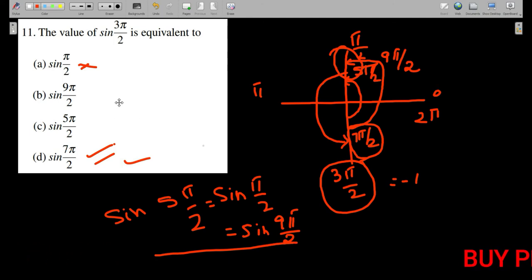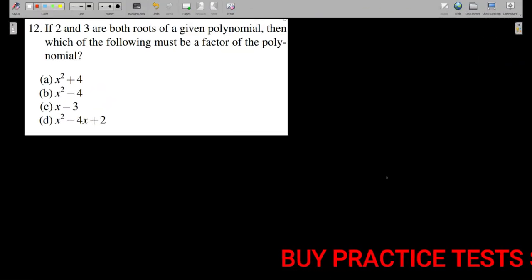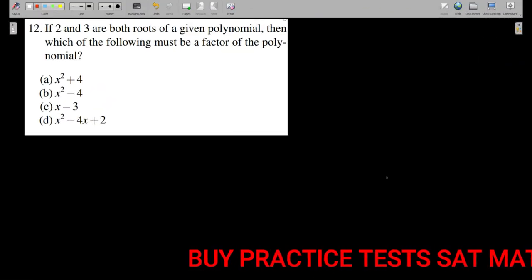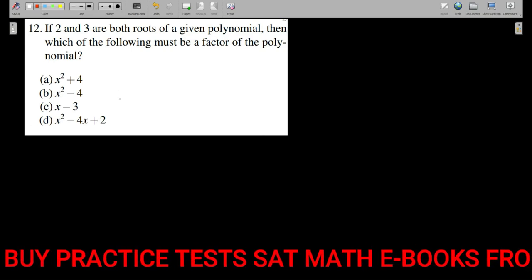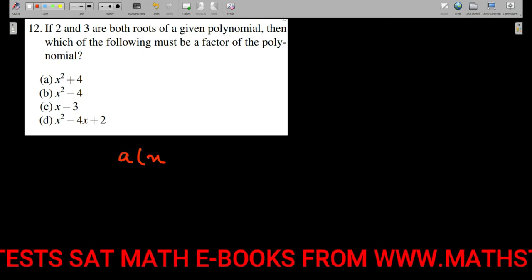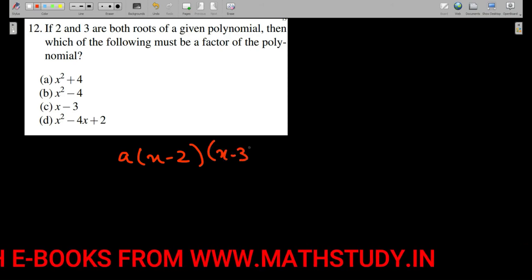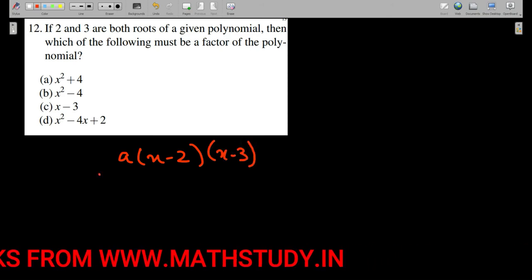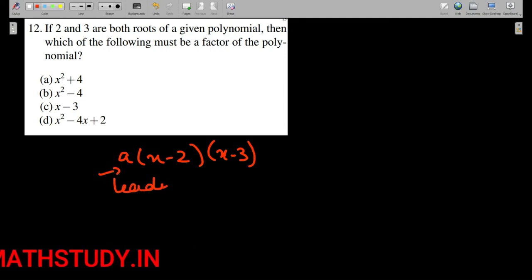So now let's move forward towards our question number 12. So students, this is our question number 12 here. Here we have: if 2 and 3 are both roots of a given polynomial, then it should be in the form of this one: A into (x - 2) into (x - 3), where A is our leading coefficient. A is a constant and it is our leading coefficient, right?